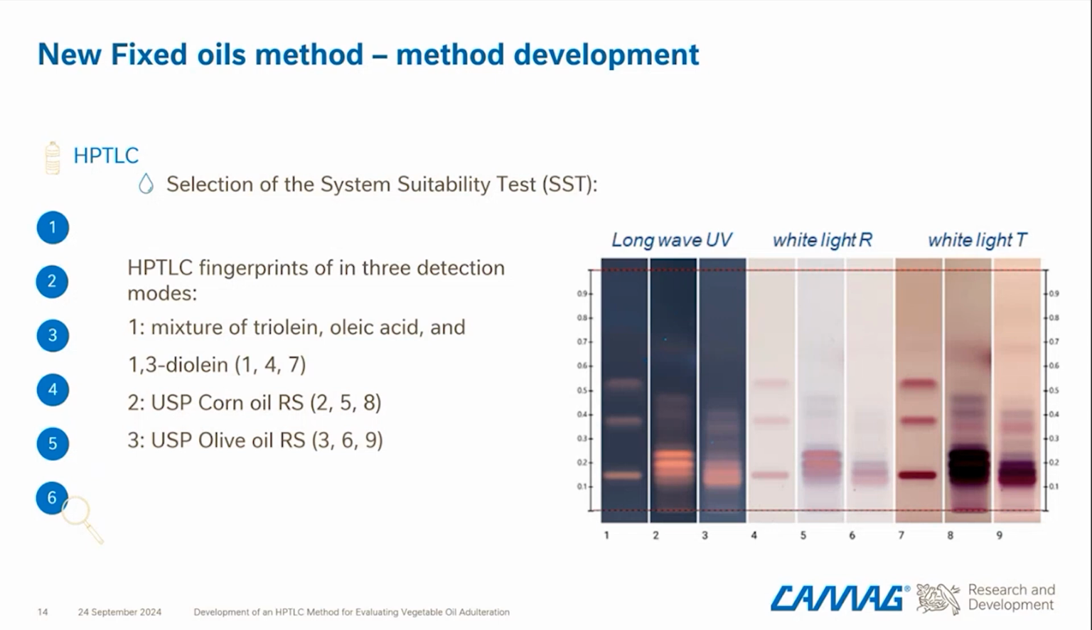So when we compare the fingerprint, we see that the mixture that we propose covers the chromatogram, or at least the zone of interest, which is good if you want to see if the chromatography went well in this area. So that's why we have decided to go for this mixture, triolein, oleic acid, and the 1,3-diolein.